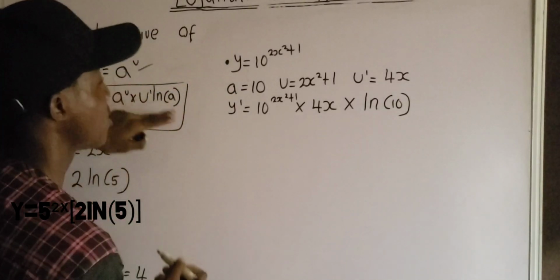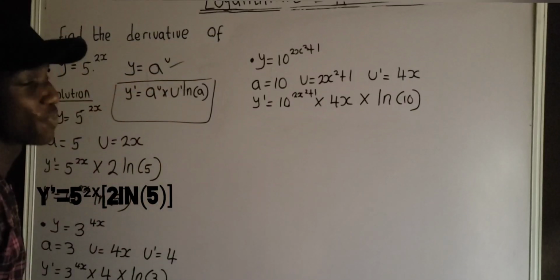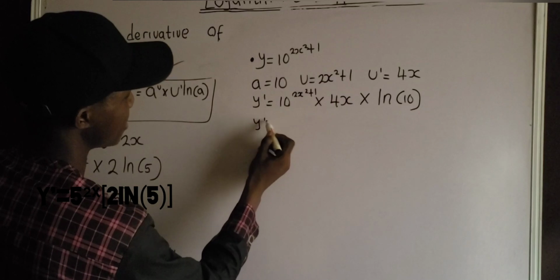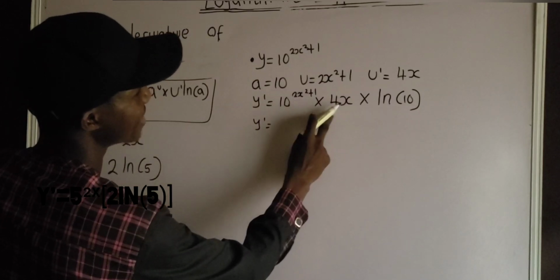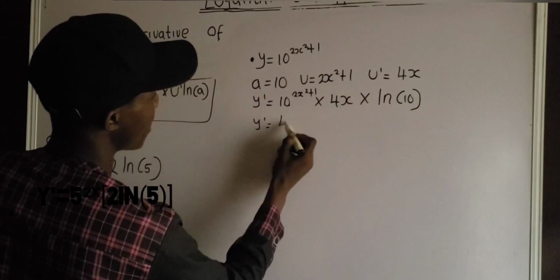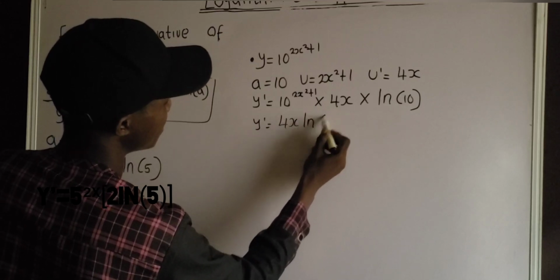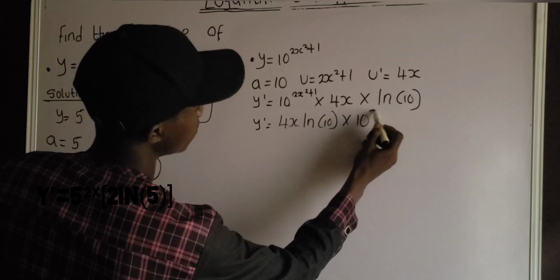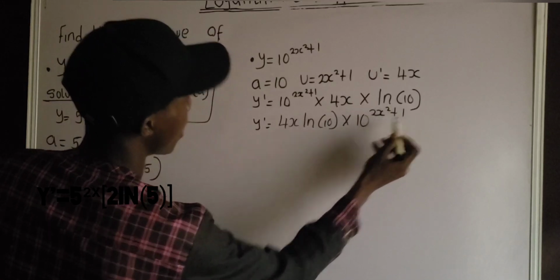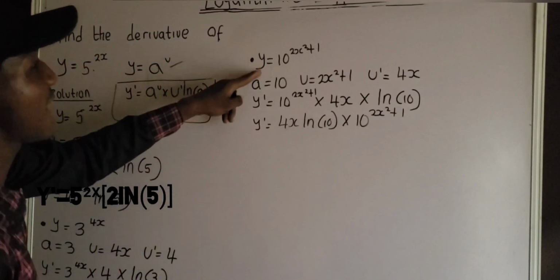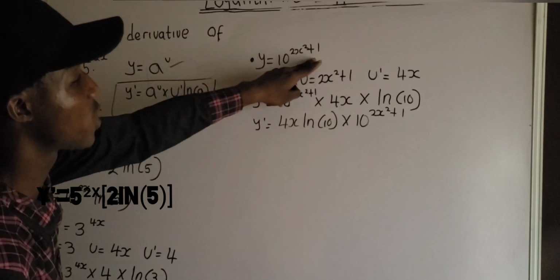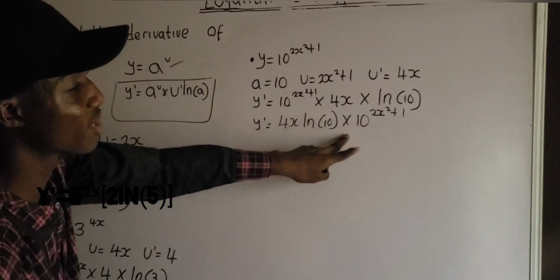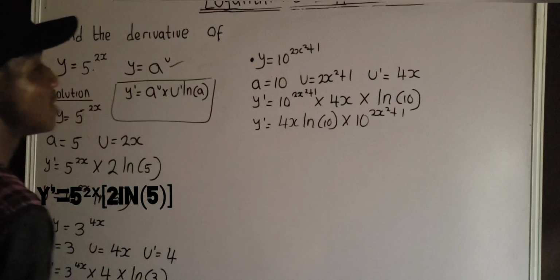You understand? So let us proceed. So the derivative of y is equal to 4x multiplied by ln 10, that is 4x ln 10, multiplied by 10 raised to the power of 2x squared plus 1. So the derivative of y, where y is 10 raised to the power of 2x squared plus 1, is 4x ln 10 multiplied by 10 raised to the power of 2x squared plus 1.